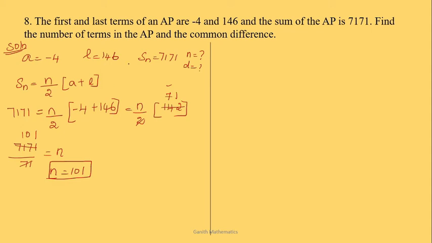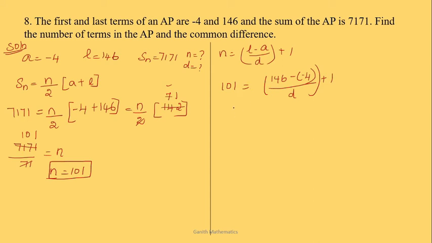n is equal to (L minus a) by d plus 1. So what is n? n is equal to 101. What is L? L is equal to 146. What is a? Minus 4. And what is d? That is what we have to find. And there is a plus 1. Then this plus 1 goes to the other side, and that will be a minus 1.